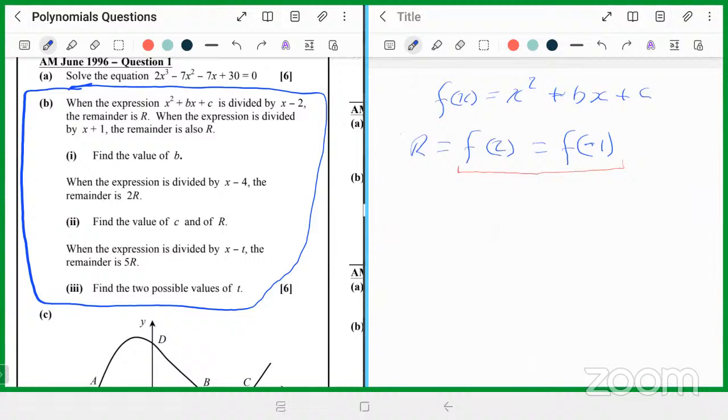So I'm going to get 2 squared right here, so it's 4, and 2 times the b is 2b, plus the c, equals f of negative 1 now. Negative 1 in this: negative 1 squared is 1, negative 1 times b is negative b, plus this c. The c on each side cancels. This minus b goes over here and adds to that 2b to give 3b.